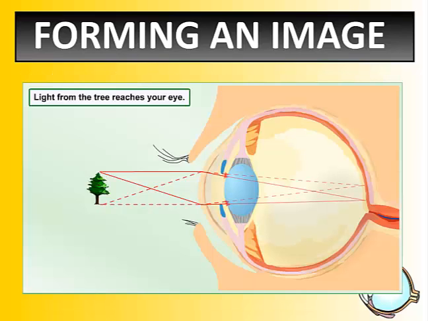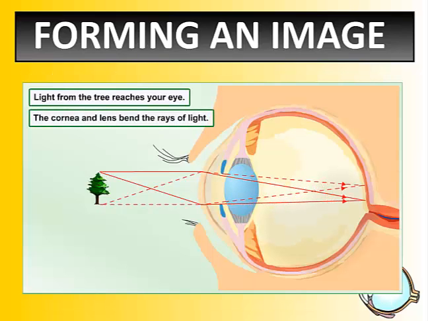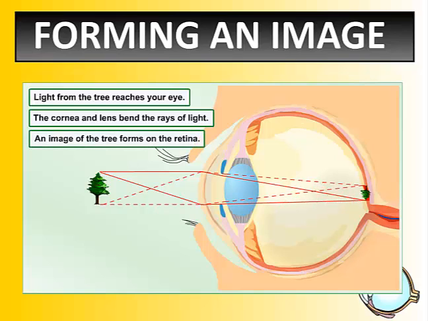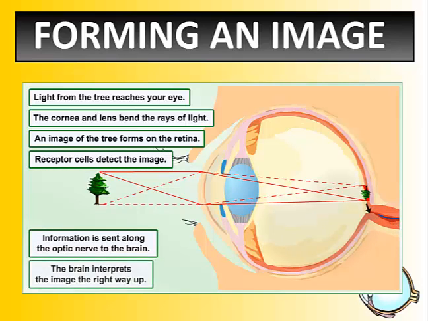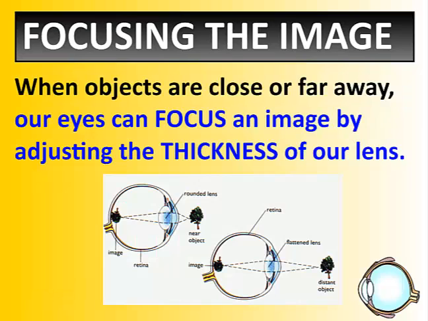Okay, so just overall, light from the trees reaches your eye. The cornea and lens bend the rays of light. Cornea is the outer covering there. The image forms on the back of the retina. That image is upside down. The retina sends that message down something called the optic nerve, and your brain interprets it. Okay, that's the simple way. Now, our eyes can focus images by adjusting the thickness of the lens, which I just mentioned there, and you can see a little bit better in the diagram how that works.